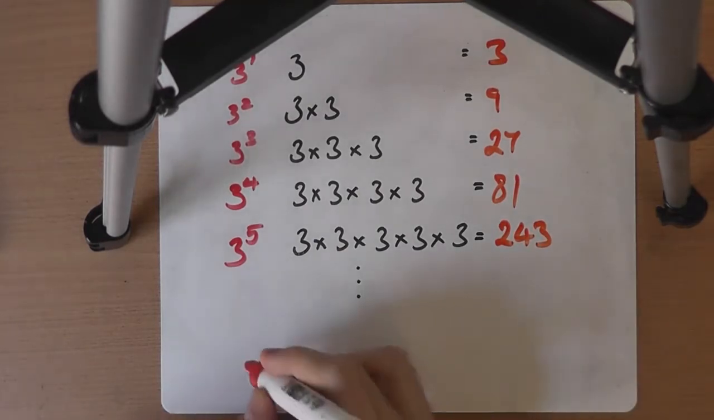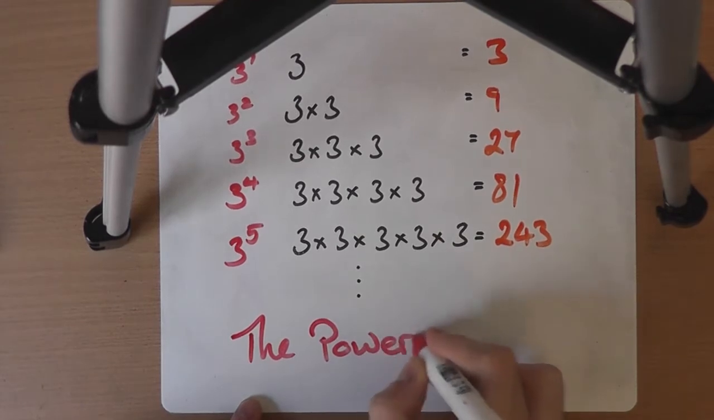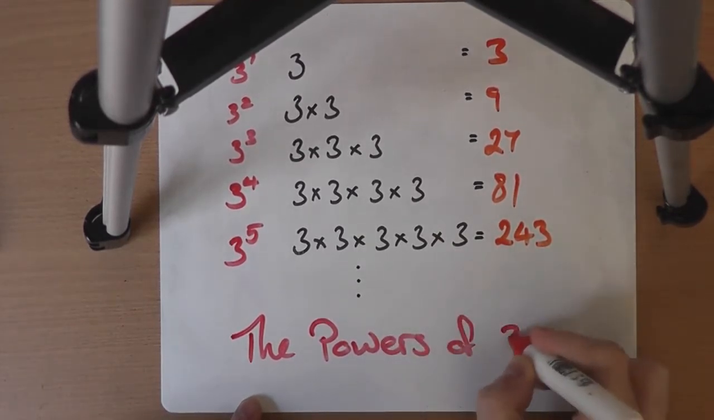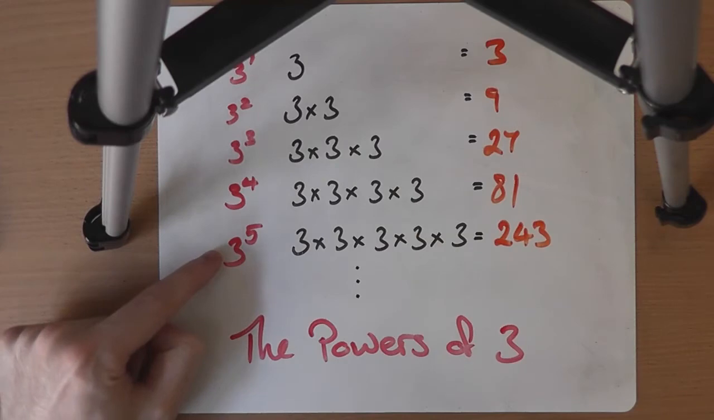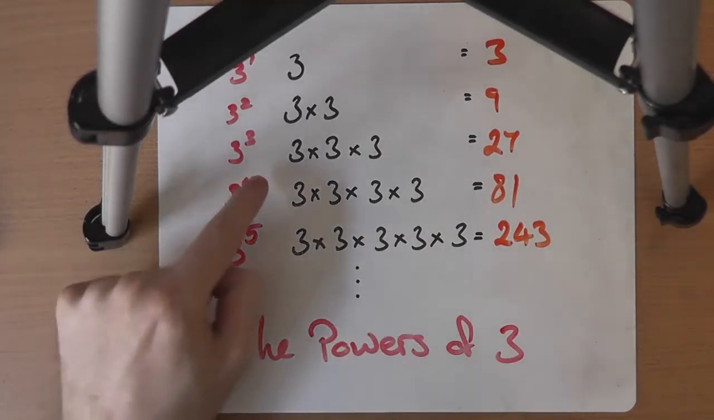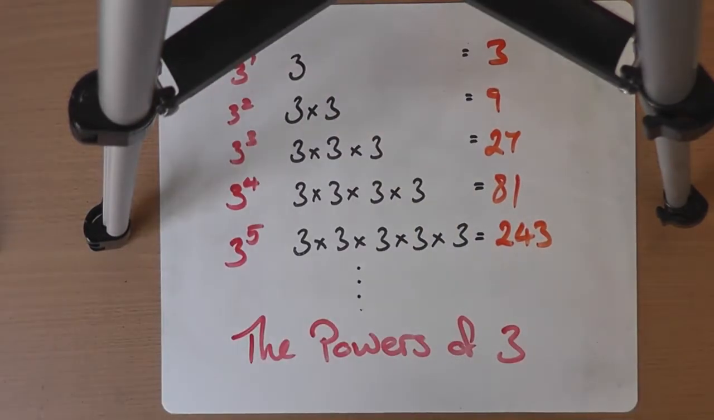Now this pattern is called the powers of 3. A power is what we call this little number up in the top right hand corner. So this, for example, will be read 3 to the power of 5, 3 to the power of 4, 3 to the power of 3, 3 to the power of 2, and 3 to the power of 1. Where the power is just the name for how many of those numbers we are timesing together.